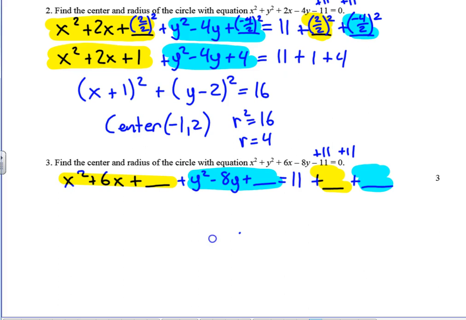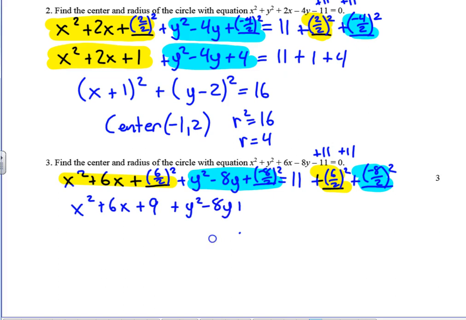So we're going to take b divided by 2, 6 divided by 2 squared, negative 8 divided by 2 squared. Whatever we do to one side, we have to do to the other side. So we got to add it to both sides in order to keep it balanced. So this will be x squared plus 6x plus 9 plus y squared minus 8y plus 16 equals 11 plus 9 plus 16.